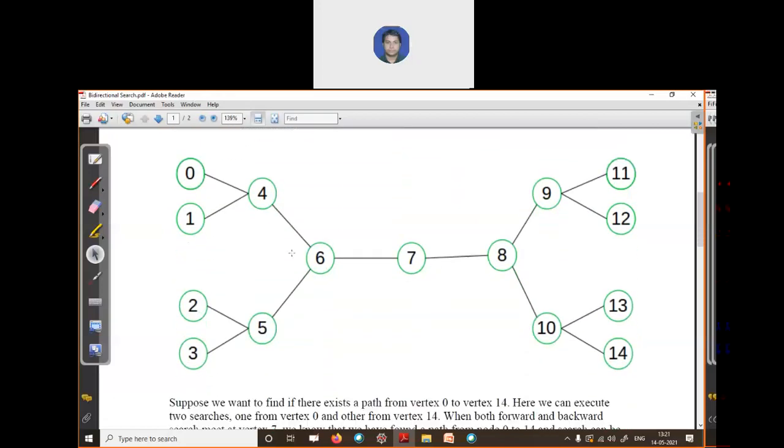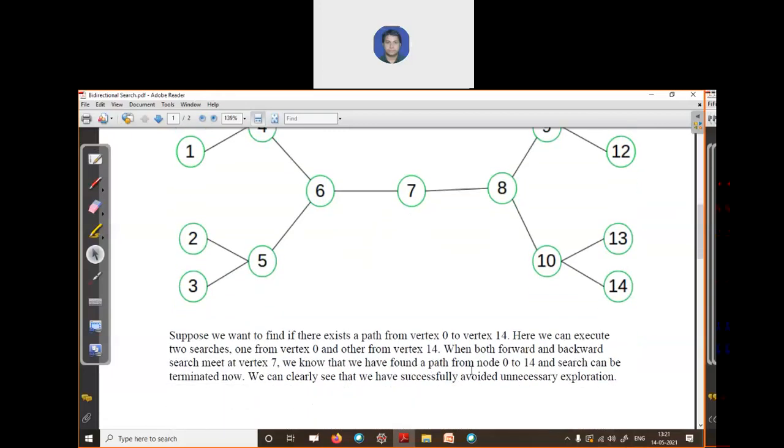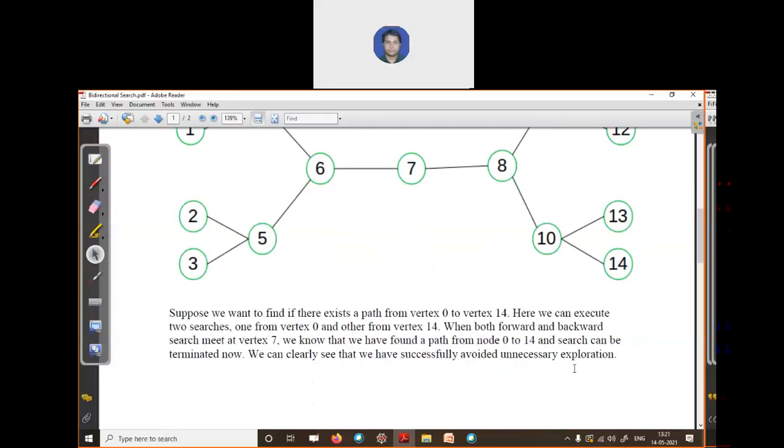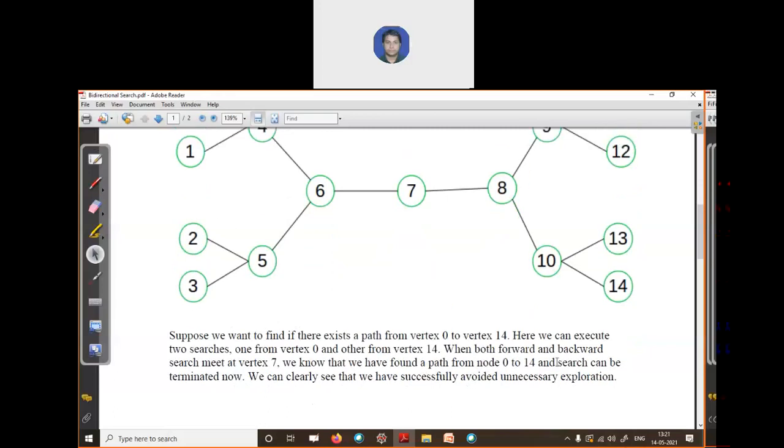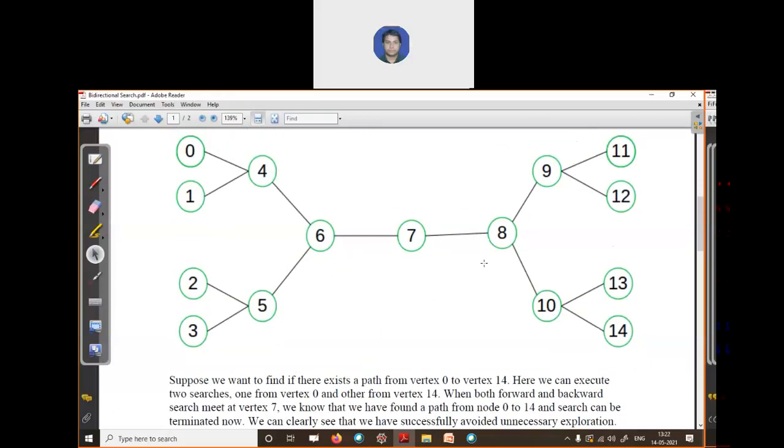Like this, here we have one graph plotted. Consider that you start from state 0 and the goal state is 14, and you explore the path between these two states, and you meet somewhere. It depends on which search technique you are selecting, BFS or DFS.